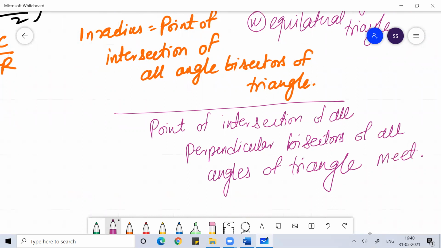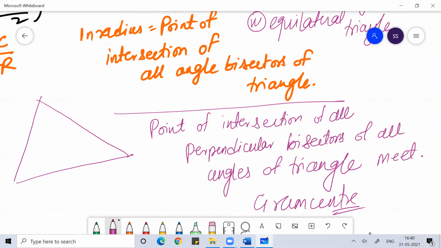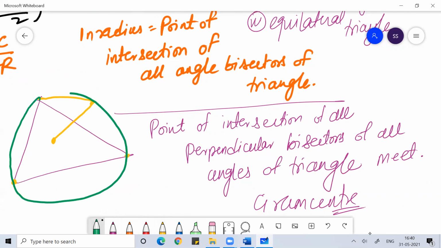Wherever they meet, that point is called the circumcenter. If you draw a circle from that point, putting one end of the compass on the point and the other end on any of the vertices of the triangle, the circle you get will be like this.